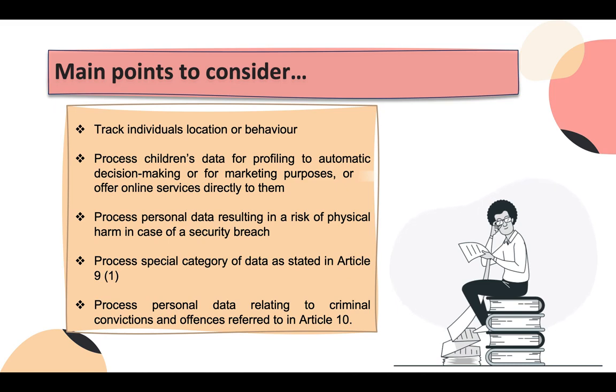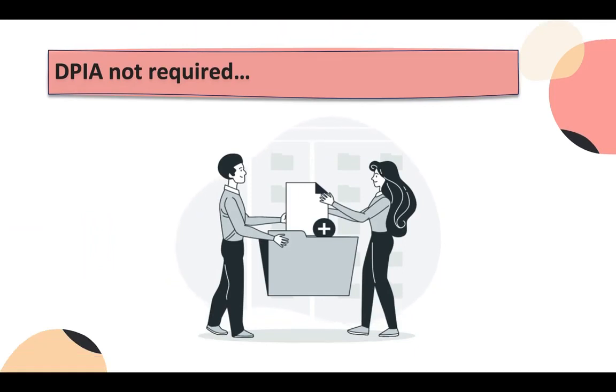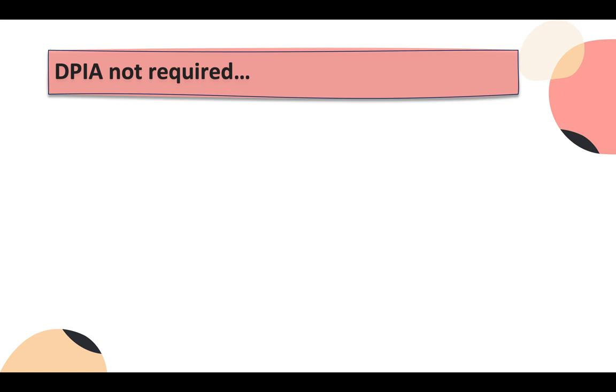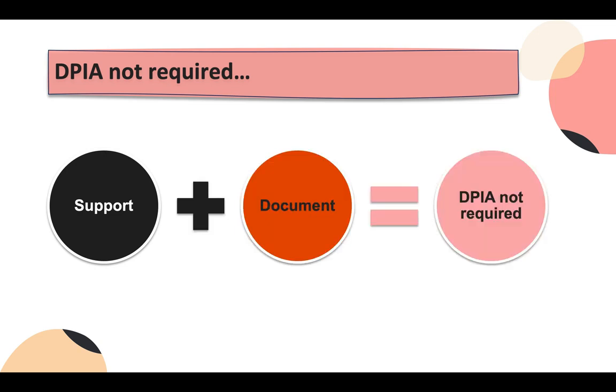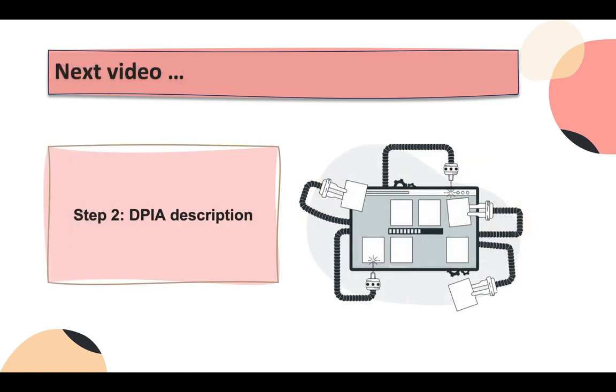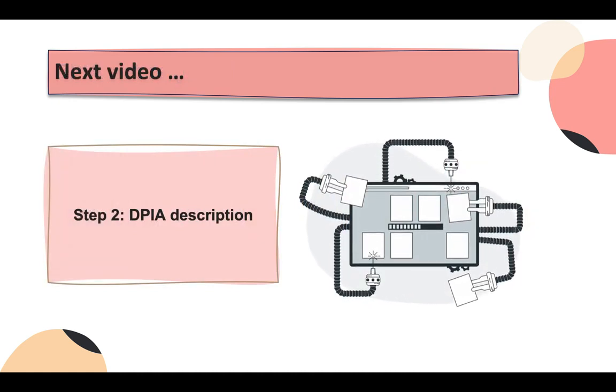If you are sure that the processing that you will carry out does not require a DPIA, then in this case you should support the decision of not carrying out the DPIA and properly document it. With this, we are finished with our video on understanding step 1 of performing a DPIA. That is, to identify whether or not we need to perform a DPIA. In the next video, we will talk about step 2 of DPIA, which concerns its detailed description.